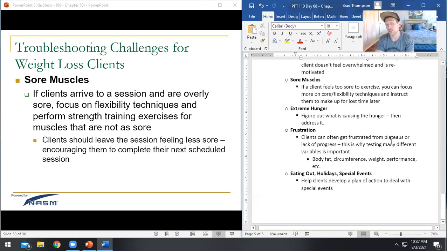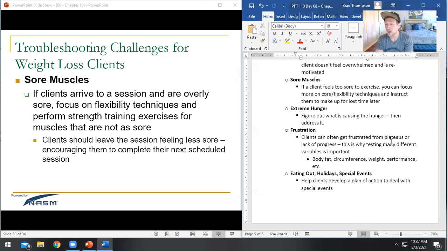Sore muscles. If your client's really sore, sometimes they'll be so sore they're like, I can't do it. I can't train today. Their legs are just too beat up or something like that. That's okay. If that happens, focus a little bit more on the core and the flexibility stuff. And then also I would say do a little bit of cardio, because cardio can really burn off that lactic acid and make them a little bit less sore. Although good luck convincing your client that that's true.